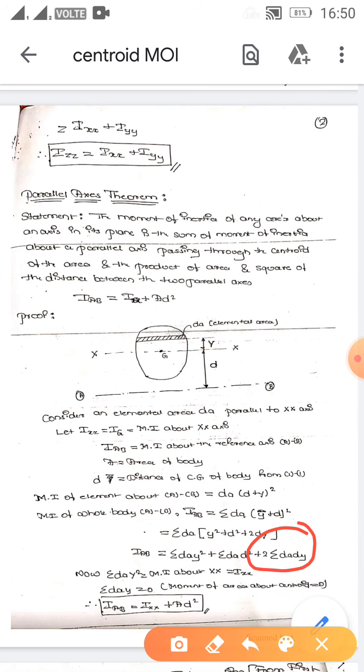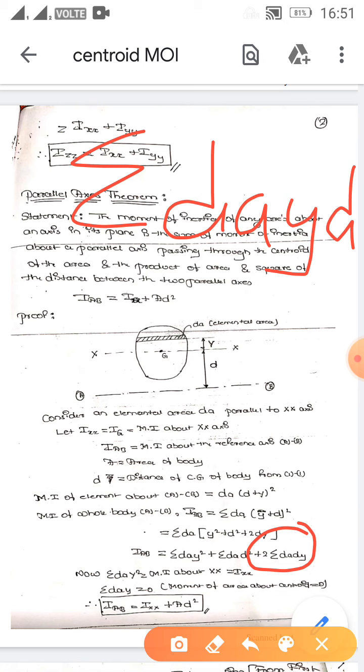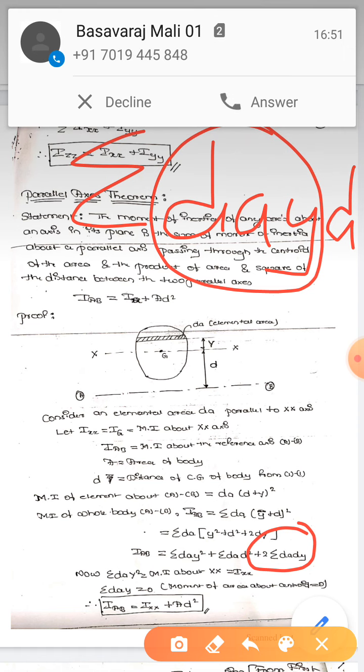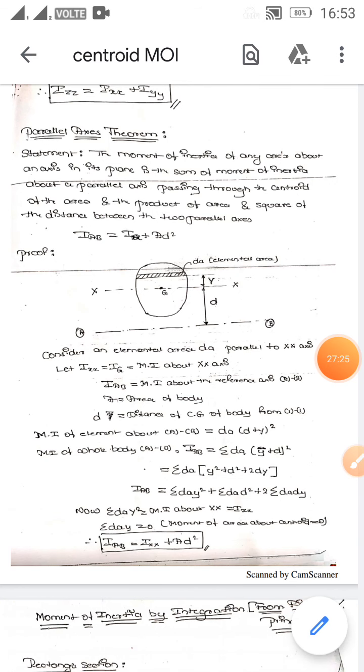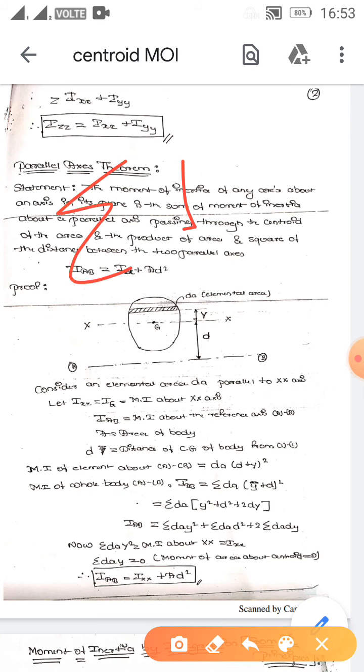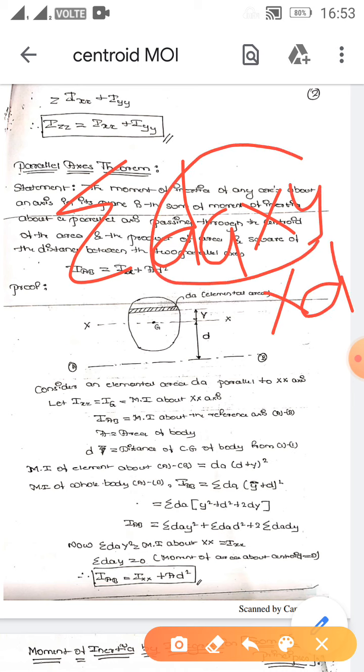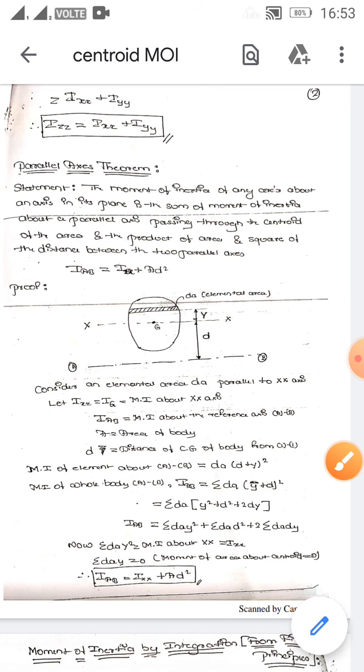Come to the last segment: 2 is a constant, so I keep it outside. I'll keep dA into y first and the distance d at the last, that is, summation of dA into y into d. We know that dA is the area of the small element, and y is the distance of that element with respect to the xx axis. The area of that small element into distance y is a moment of the area.